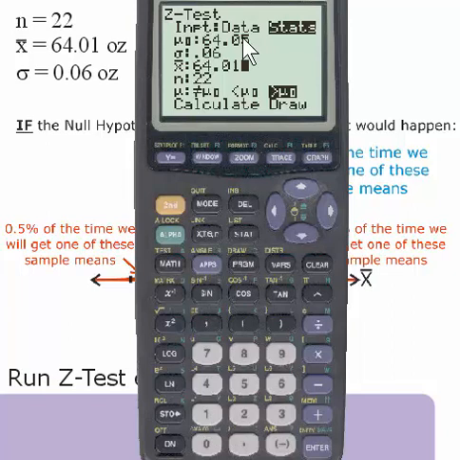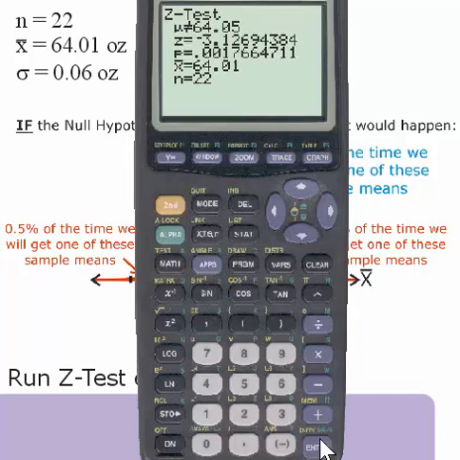Be careful. Don't get your two means mixed up with each other. This one is the hypothesized value for the population mean. This one is the sample mean. Enter in your sample size, 22. Use your arrow keys to highlight the inequality used in your alternative hypothesis, not equal. After it's highlighted, press Enter to select it. Press the down arrow key to highlight Calculate and then press Enter.